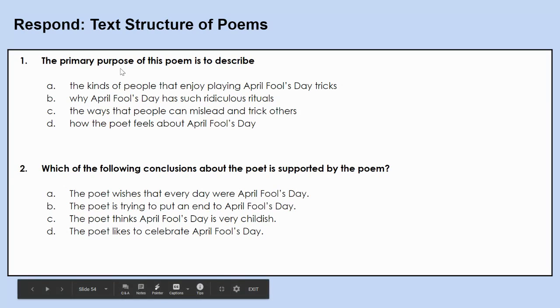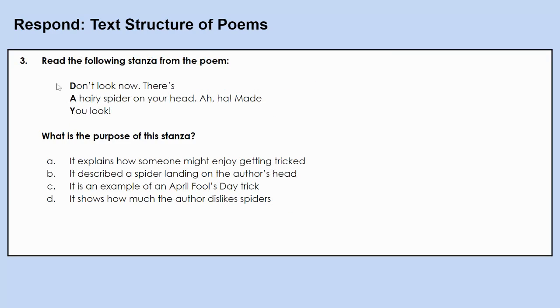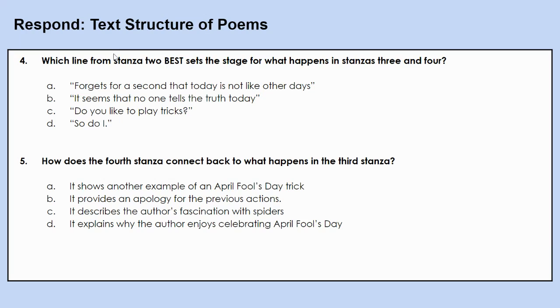You'll be identifying the purpose of the poem, what we learn about the poet from the poem. You will read the stanza and identify the purpose of this stanza. What is its purpose within the poem as a whole? You'll be identifying how the author sets up stanzas 3 and 4, what line he used in stanza 2 to set the stage for stanza 3 and 4. And finally, how does the fourth stanza connect back to what happened in the third stanza?